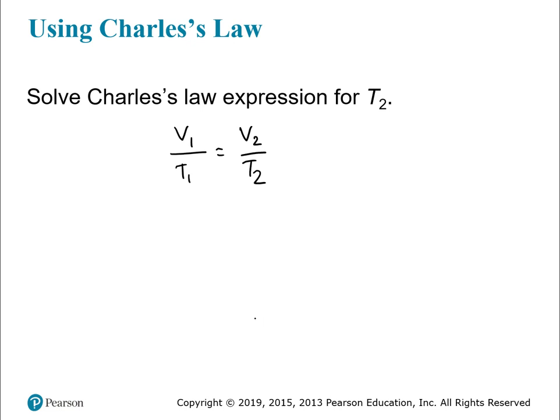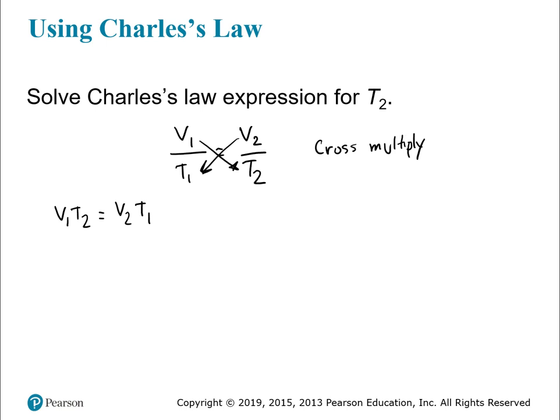I want to show you how to use Charles's law. So let's say that we're doing a problem and we have to solve for T2. We have all the information except T2. We have to figure it out. The first thing you want to do is cross multiply. It will make your life a lot easier. Then you get V1 T2 is equal to V2 T1.